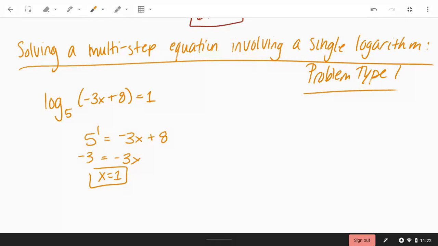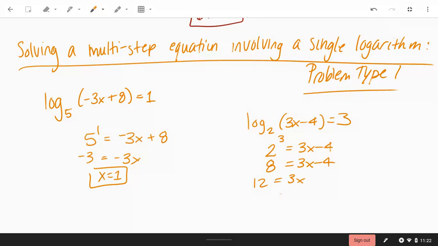Okay, I can do another one here, see if anything tricky comes up. Doesn't really look like it. Okay, we'll do log base 2 of 3x minus 4 is 3. So 2 to the third power is 3x minus 4. That's 8. So 12 would be 3x, and x would be 4. Okay. Let me just make sure in the explanation I'm not missing anything for these. I don't think I am. Okay. Not too bad, right?